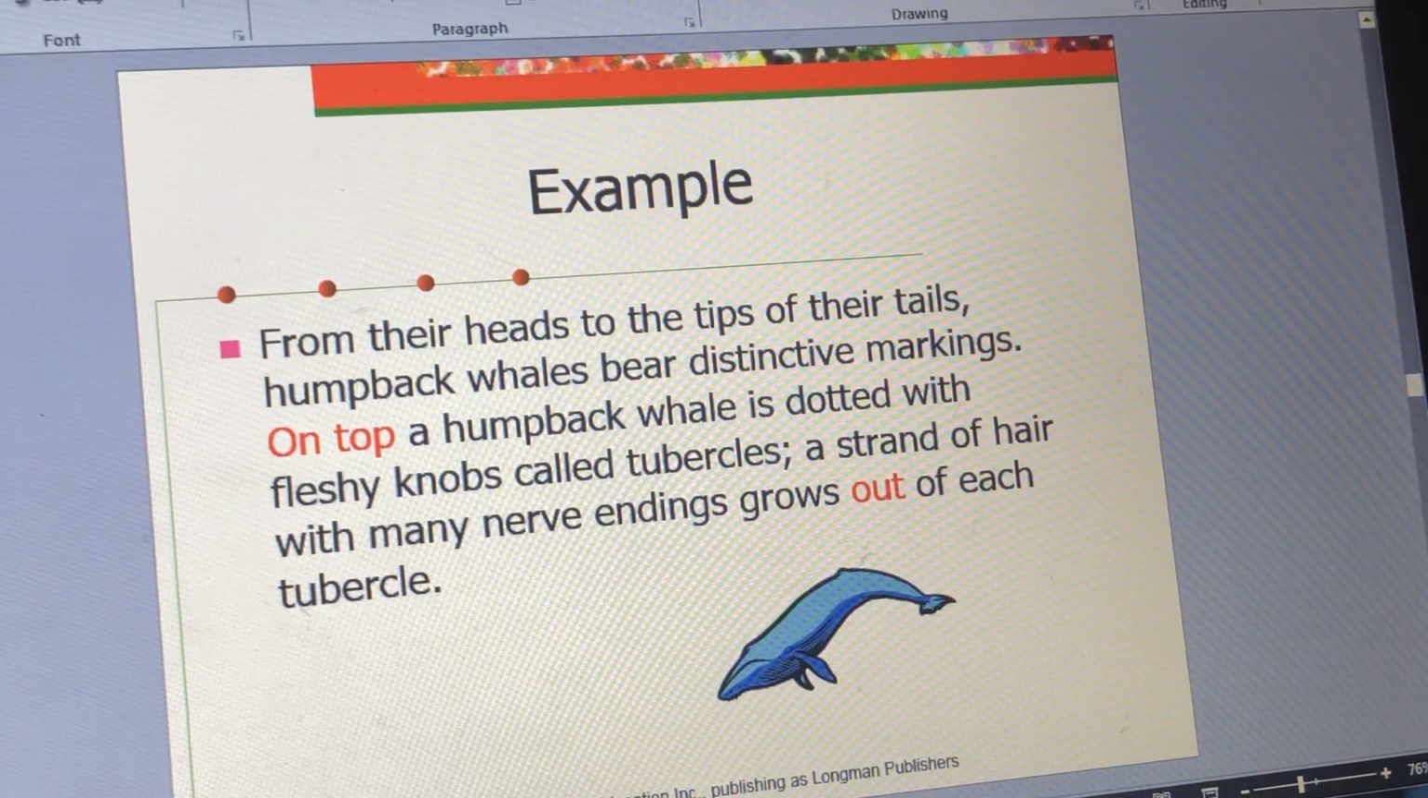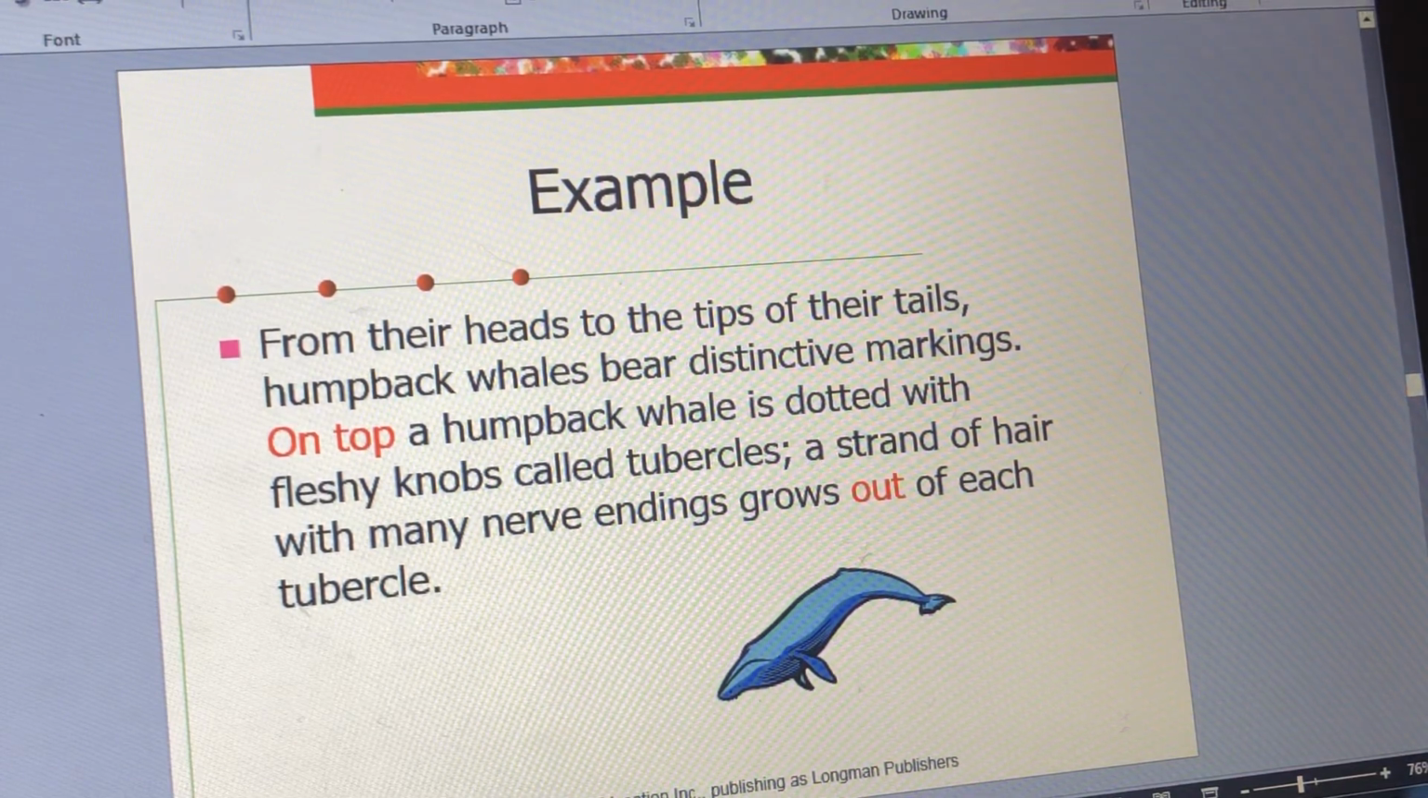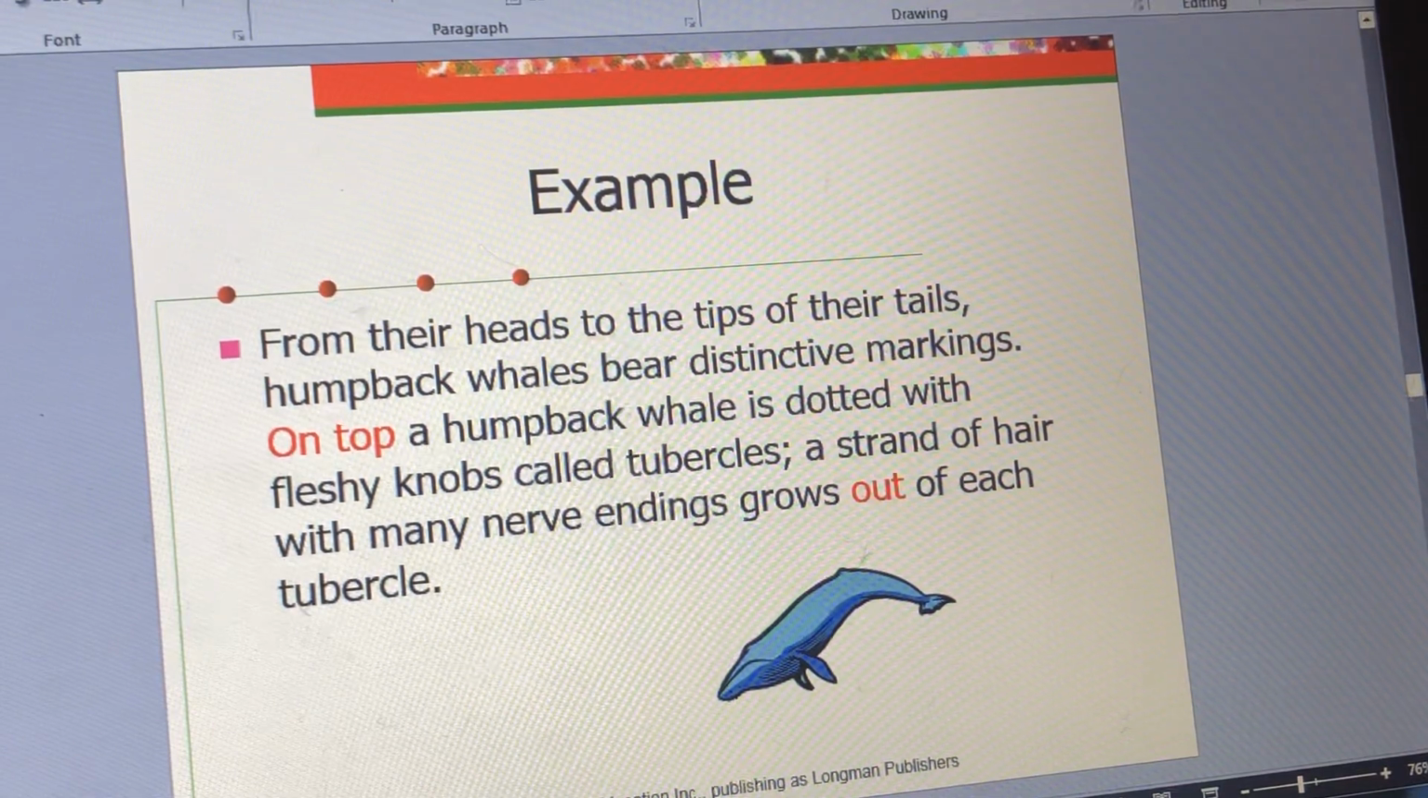Okay, so we started at the top of the whale. We've gone into more detail with one of these tubercles. We can probably predict now, since we started on top, that we're going to move around the whale and then end in its belly.